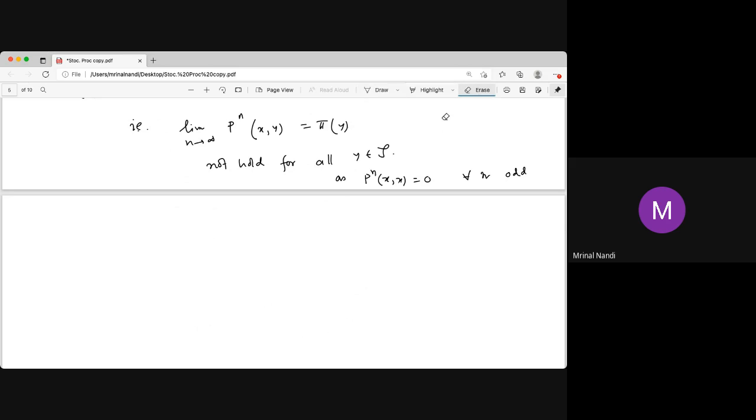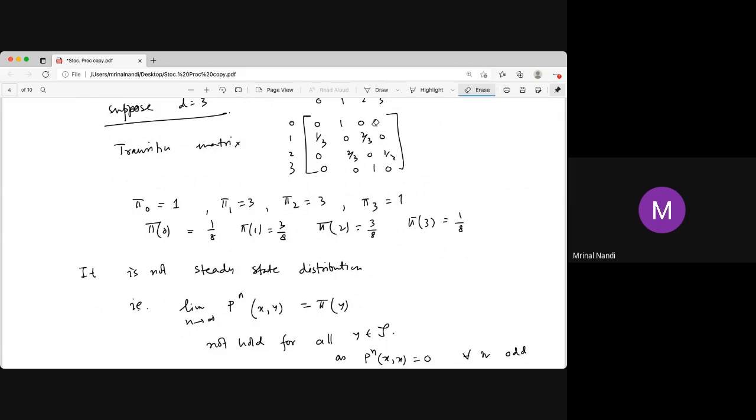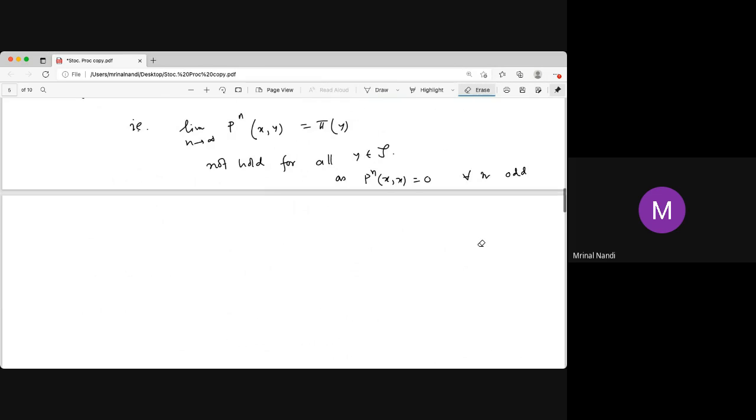You can easily check that if from x to x in one step it is zero, and x to x in two steps, this is also zero. Just 0 to 0, 1 to 1 in 3 steps is again 0. It's actually a random walk, so you can't come back to the same state in an odd number of steps. So that limit cannot exist, unless it is 0. So the odd term is 0.